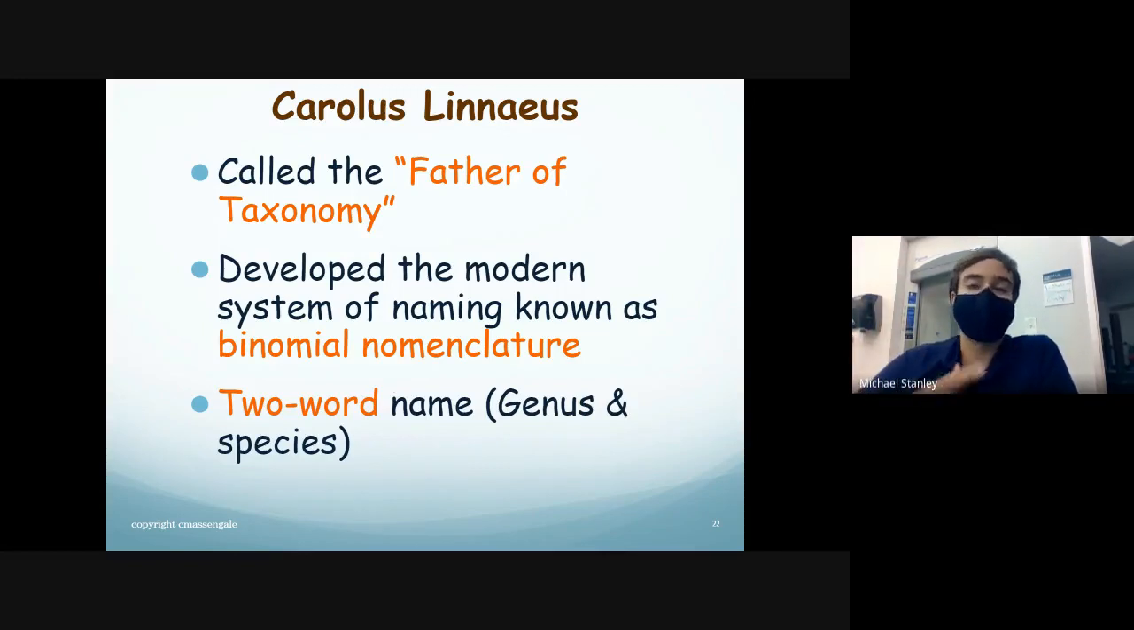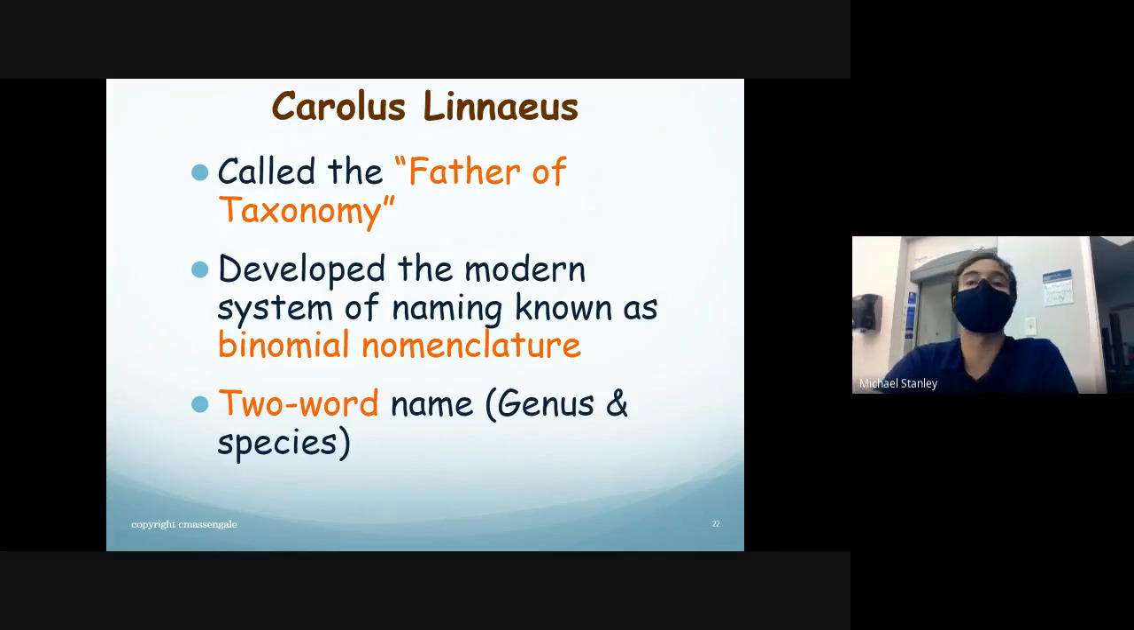So if I'm talking with another spider scientist from a different part of the world, and I say that I work with the North American wolf spider, there are a lot of spiders that could be called the North American wolf spider, depending on where you're from. But if I tell him I'm working with Pardosa milvina, he'll know exactly which type of spider that I am working with. So this two-word name cuts down on the confusion and the fact that depending on where you go in the world, sometimes the same animal can have different names.